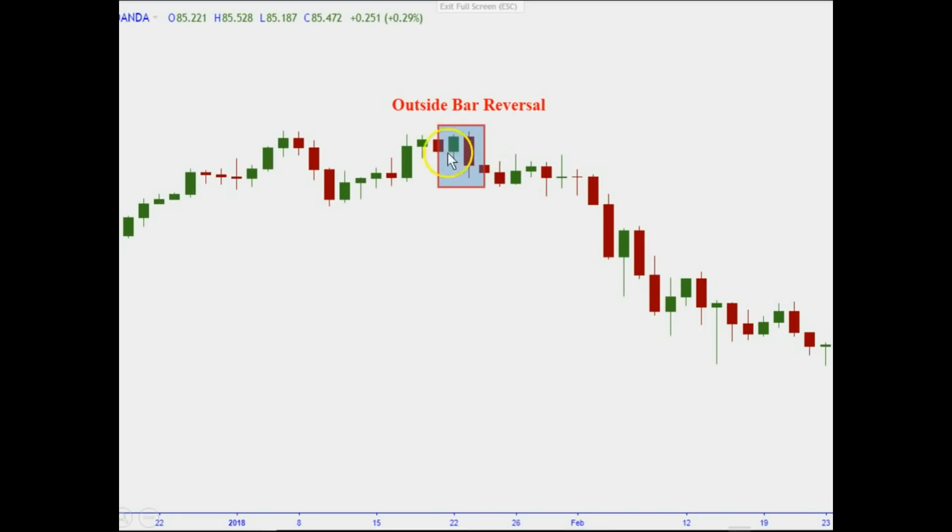You could see another outside bar reversal. The market was moving higher, retraced, then moved higher, had the outside bar reversal, and then the market dropped to the downside.